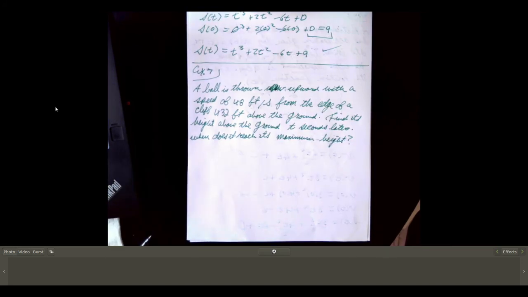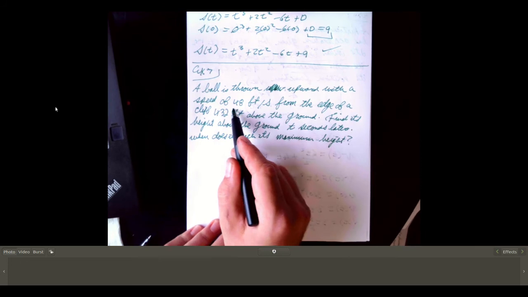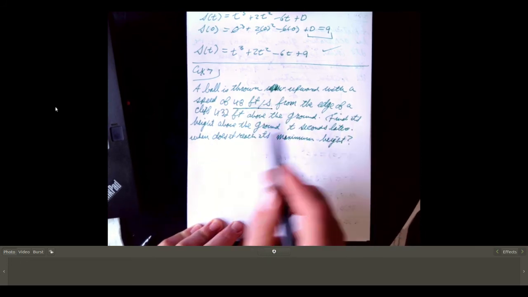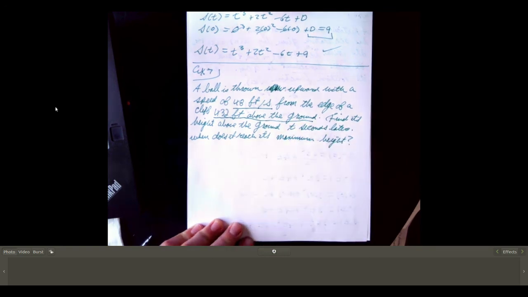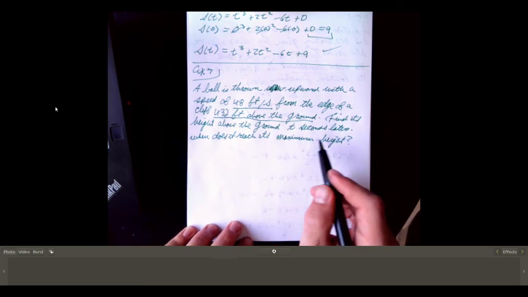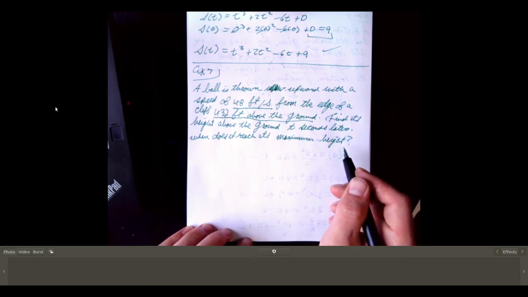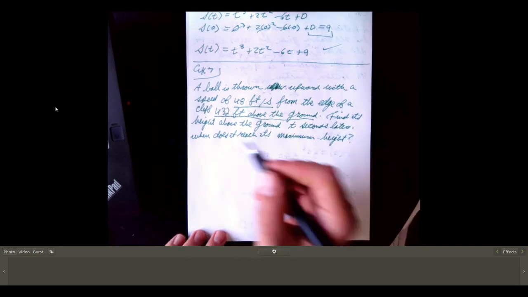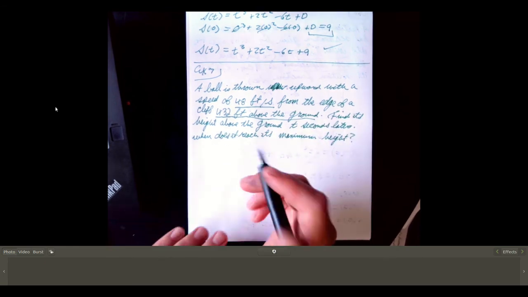Okay, so for our final example, a ball is thrown upward with a speed of 48 feet per second from the edge of a cliff 432 feet above the ground. Find its height above the ground t seconds later. When does it reach its maximum height? Okay, so there's two bits of information that we need.